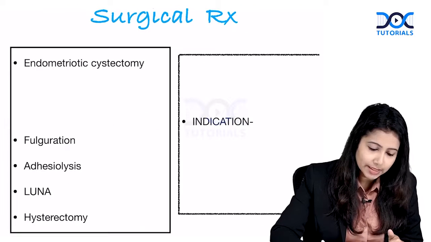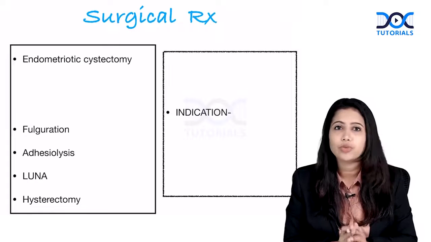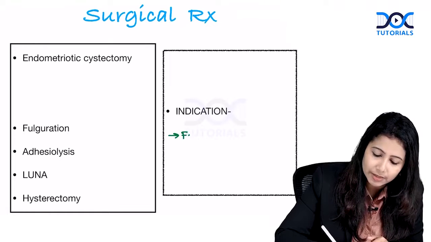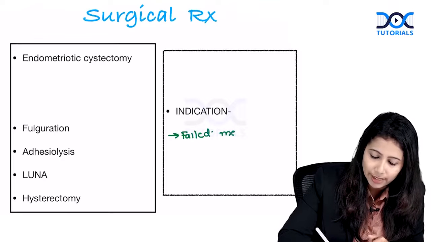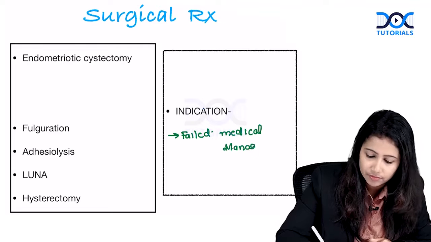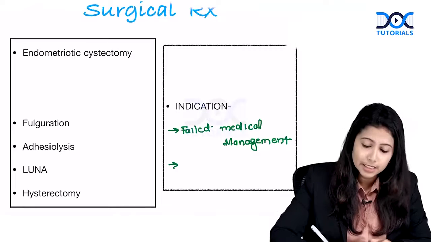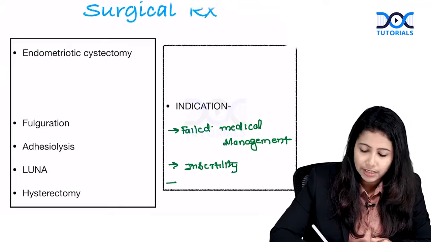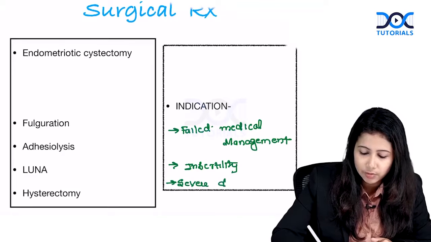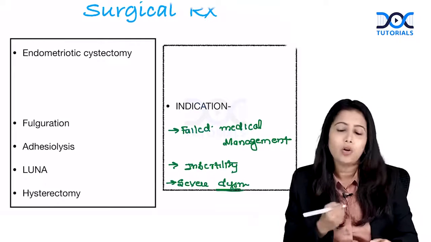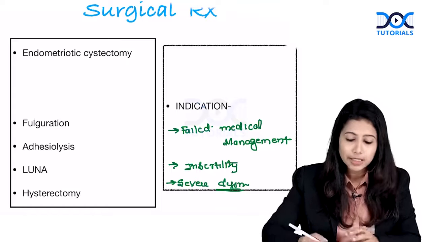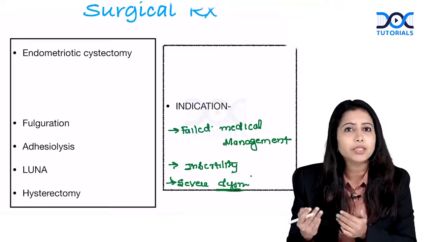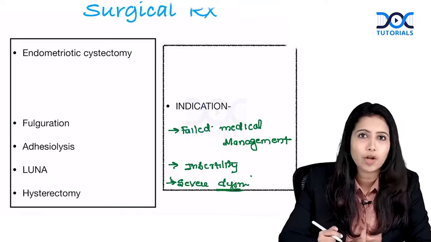So, now let's discuss the various surgical treatments of endometriosis. Basically, the indications for a surgery include a failed medical treatment, a failed medical management, presence of infertility in the woman, and cases of severe dysmenorrhea. Alright. So, don't choose surgery directly in case of mild dysmenorrhea. Severe dysmenorrhea, which is not responding to the initial line, then we can go for the surgical treatment. What are the various surgical options that are available?